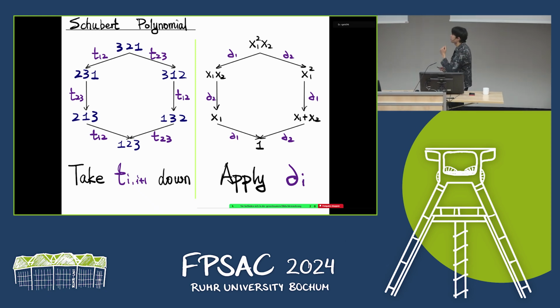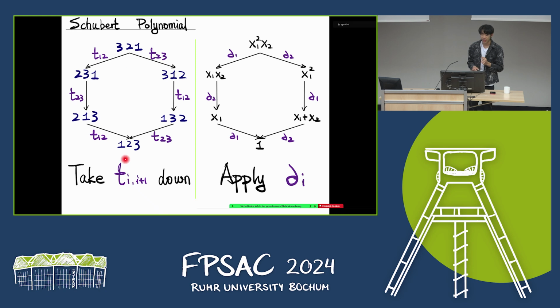First, I draw a graph on the left. In this graph, I have all these permutations in S3. On the very top, I have the w0, the 3, 2, 1. I can go down an edge by switching two adjacent numbers if the number on the left is larger than the number on the right. So I can go from 3, 2, 1 to 2, 3, 1. I label this edge by t_{1,2} to record that I'm switching the first and the second number. Correspondingly, in the polynomial world, the Schubert polynomial of 3, 2, 1 is x1 squared x2 by the base case. If I take the t_{1,2} edge and go down, correspondingly, I just apply the partial 1 operator. That brings me x1 x2. So the Schubert polynomial of 2, 3, 1 is x1 x2.